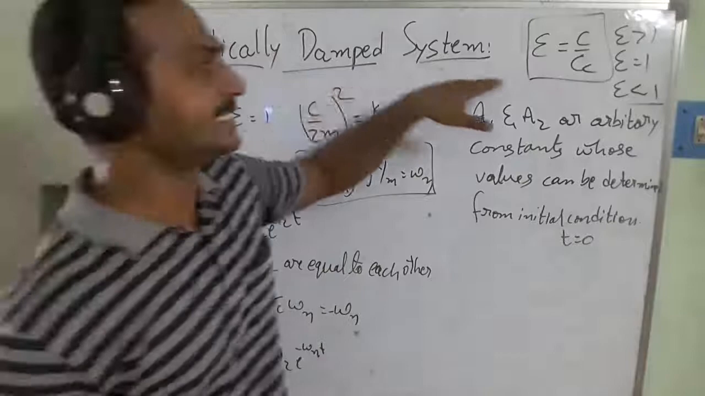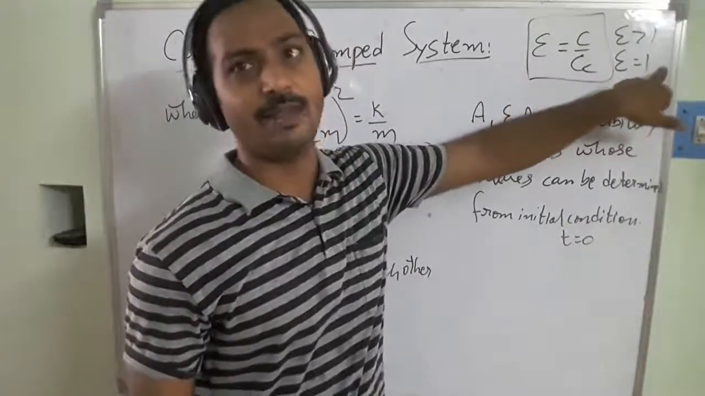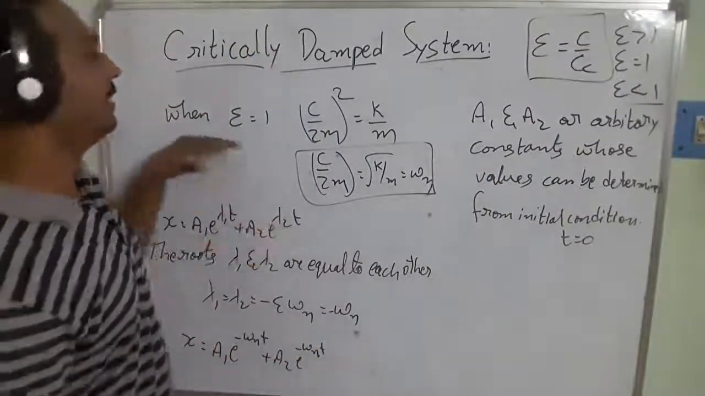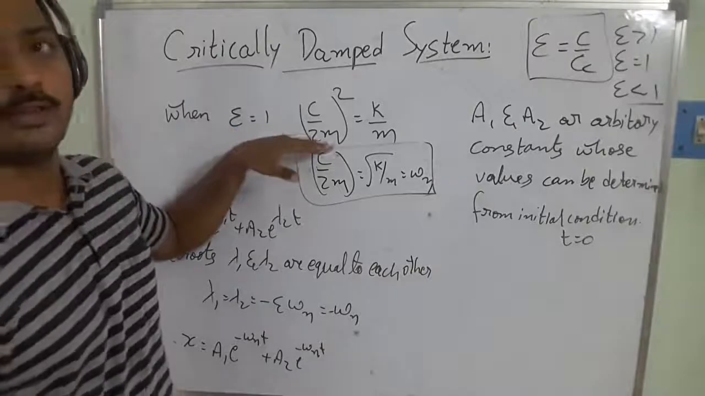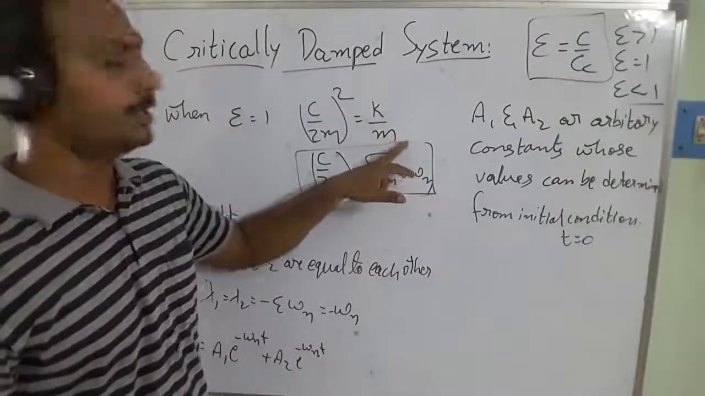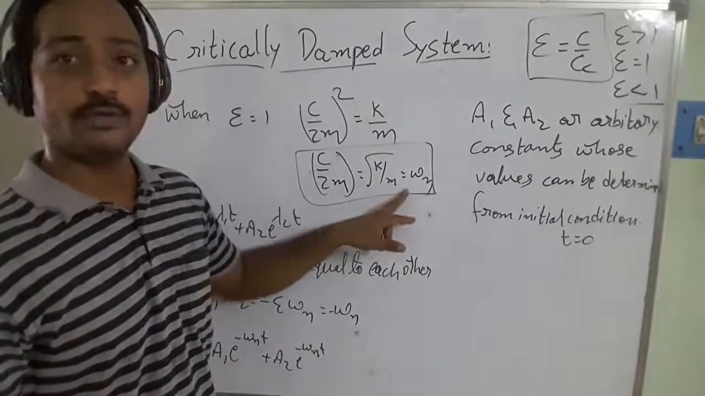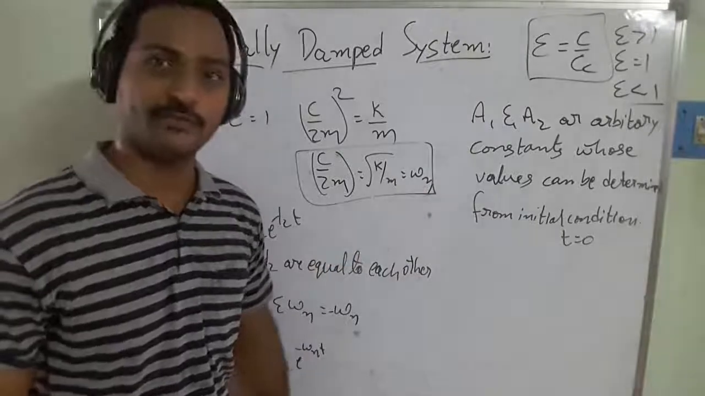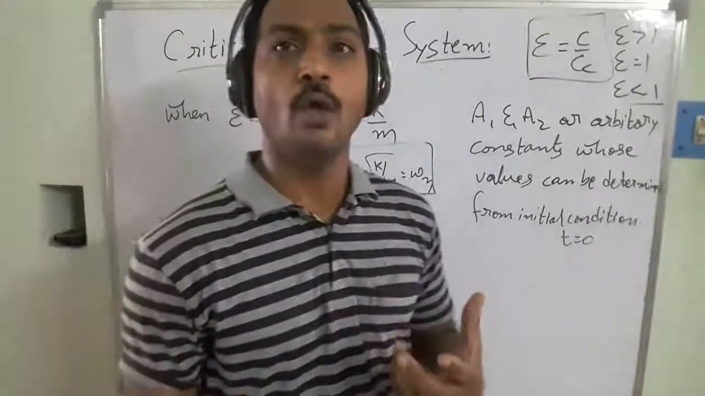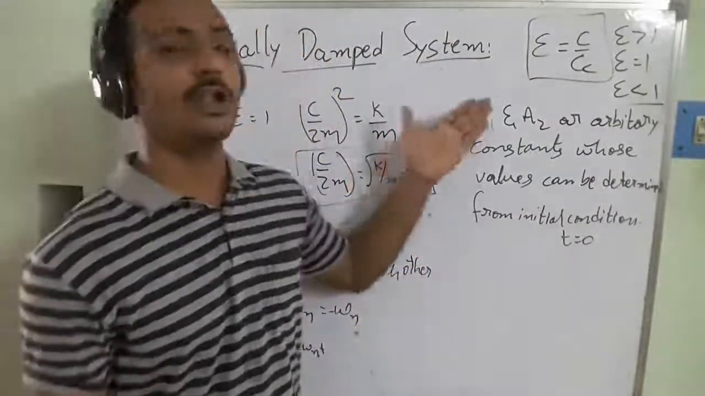As we discussed, the critically damped system has epsilon equal to 1. So the roots, lambda, are going to be equal. (C by 2m) whole squared is equal to k by m. After simplification, C by 2m is equal to square root of k by m, which is omega n, the natural frequency of the system. In this case also we are going to find the displacement and the velocity, so that we can calculate the A1 and A2 values.